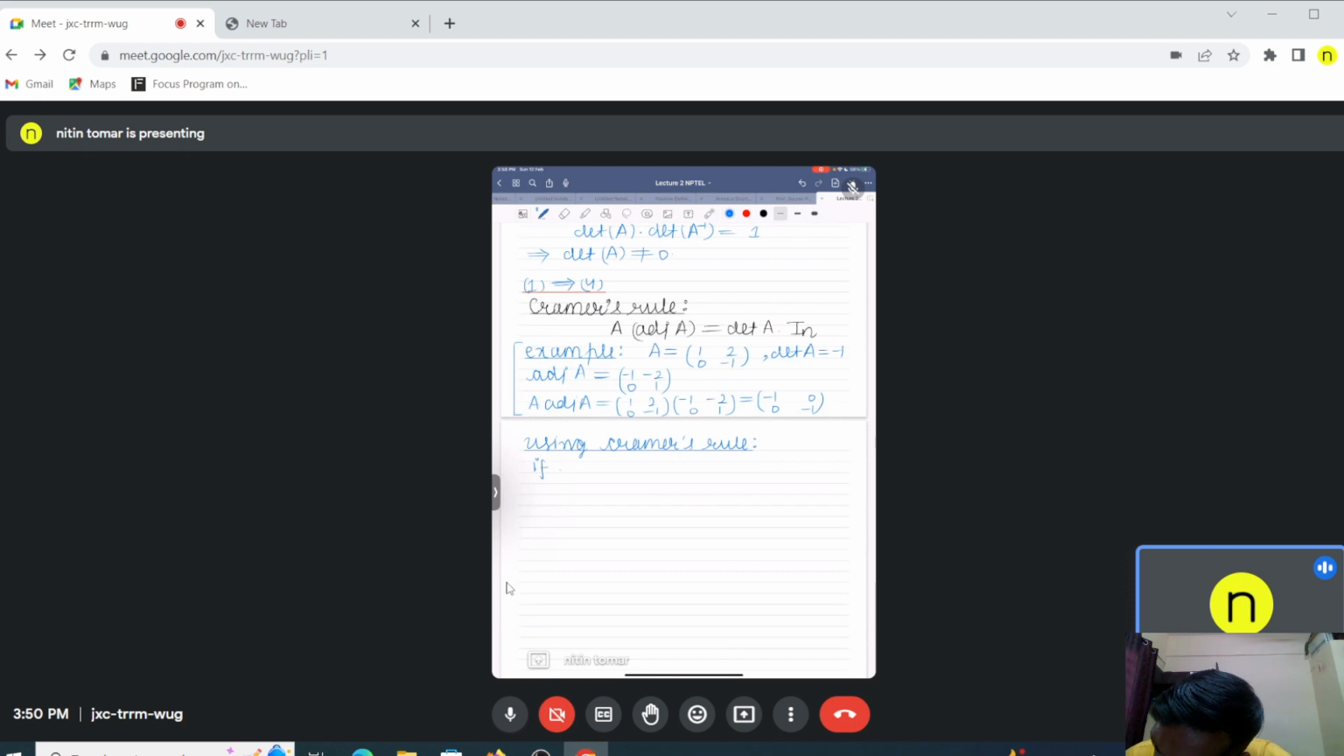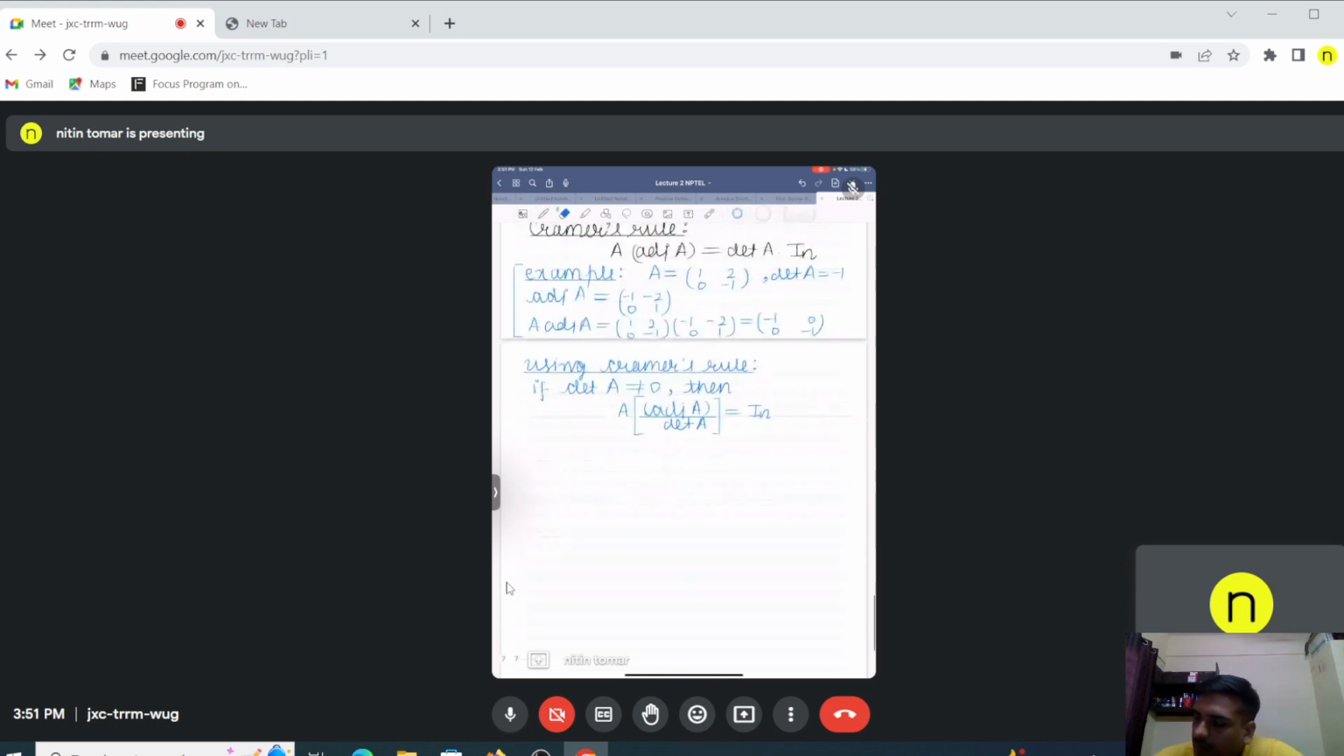we are given determinant A is not 0, right? This is our first statement. Then how can we write A? We know that A times adjoint of A upon determinant of A is identity, correct? And this is precisely the invertibility. If a matrix has a left inverse, we saw that it has a right inverse also. A inverse times A equal to In. So this implies A is invertible.